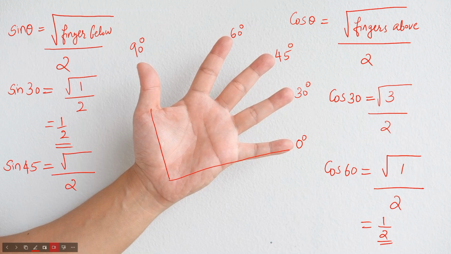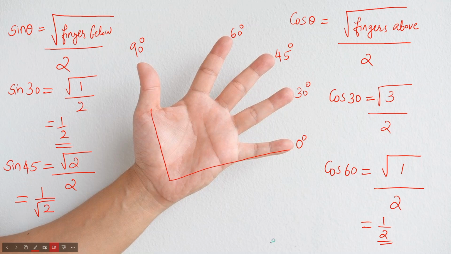This is the first thing we have to do. And inside the square root, we will count how many fingers are below that particular 45. Below the 45 value, we have 1, 2 fingers, right? 2 fingers are there. So we can write root 2 divided by 2. What is root 2 divided by 2? 1 by root 2. So this is a trick to remember.